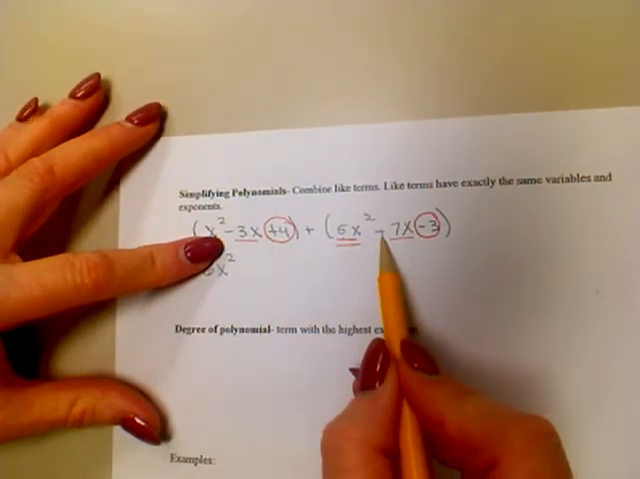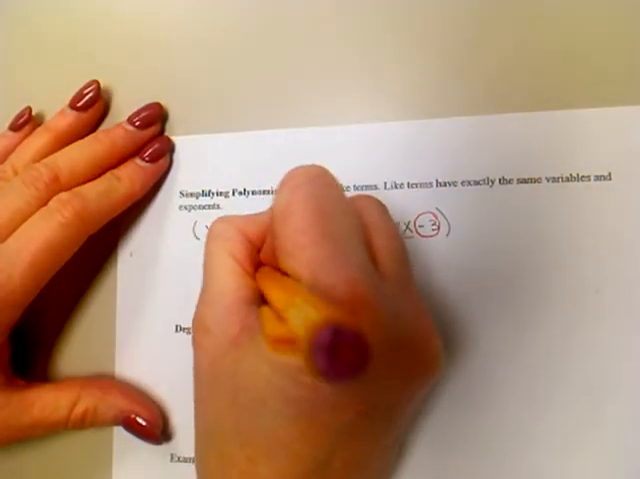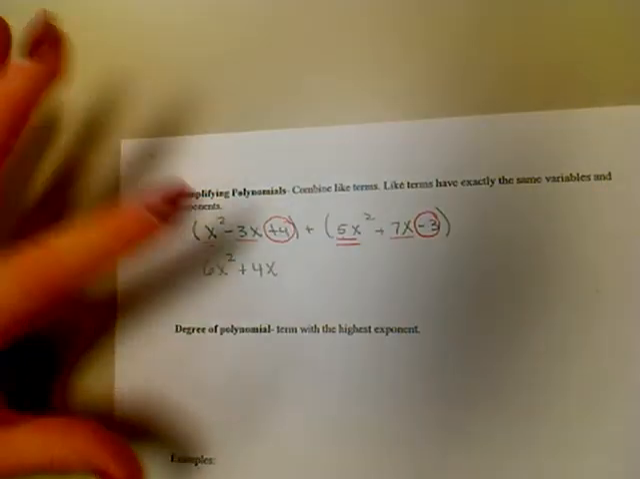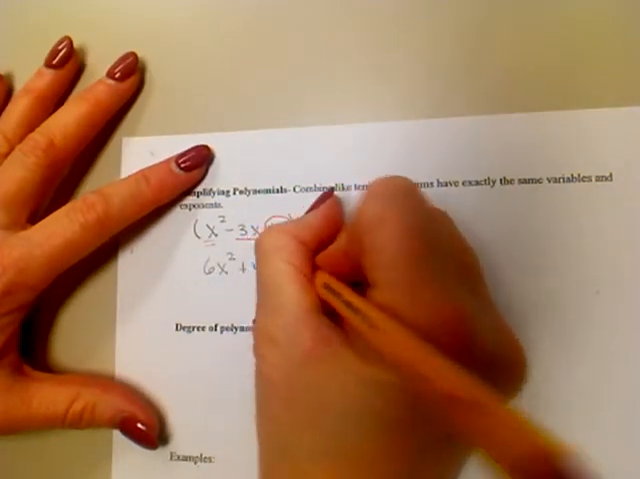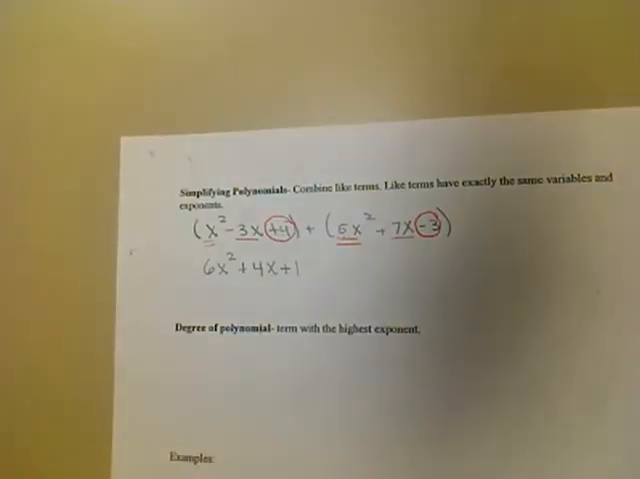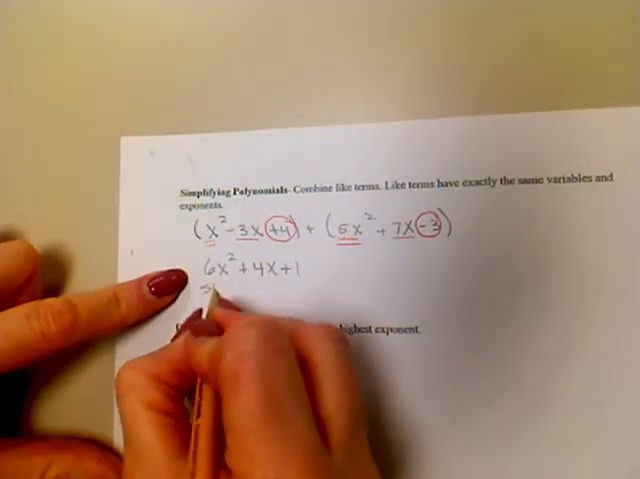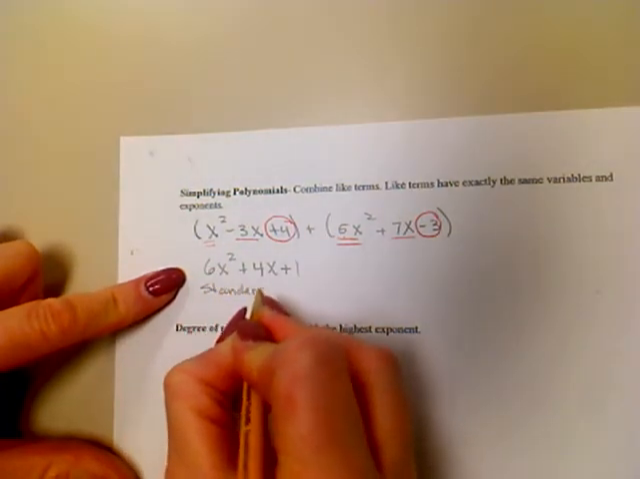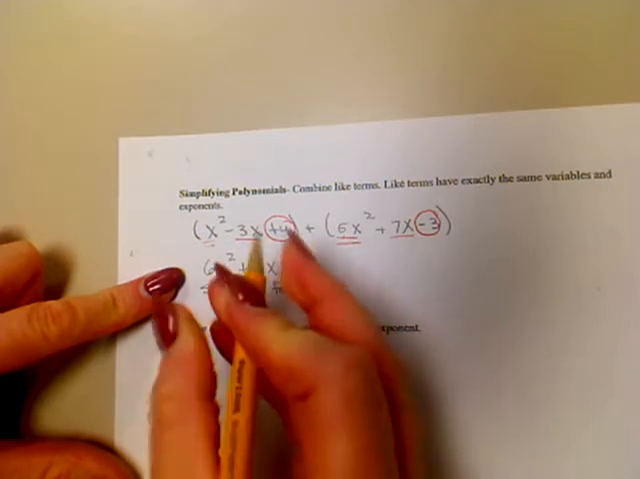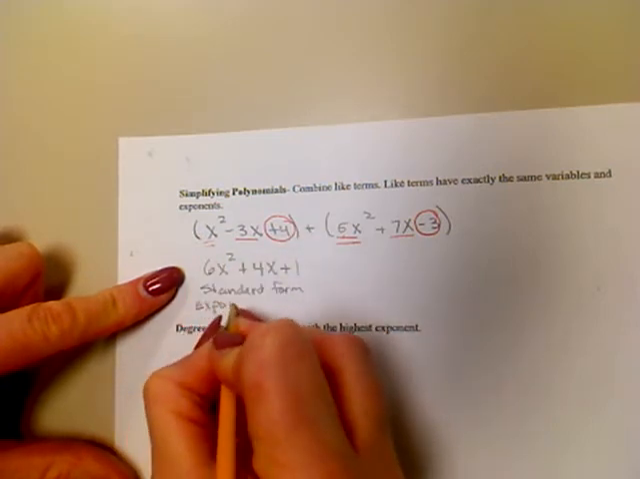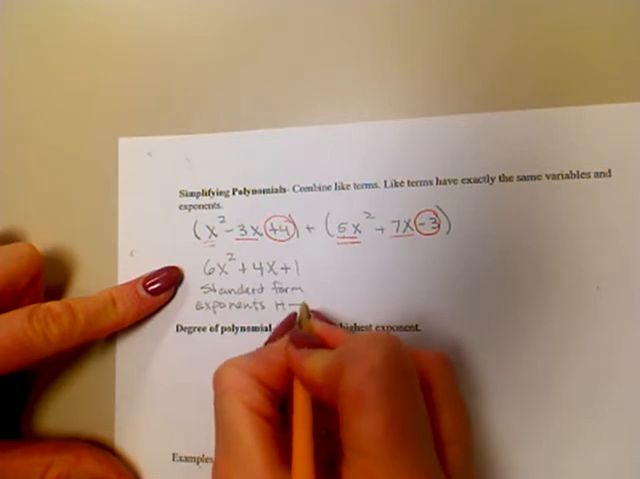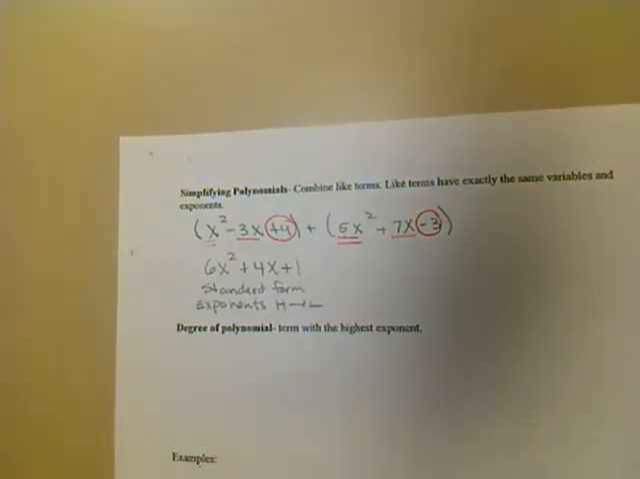Negative 3x plus 7x is 4x, positive 4x. And then 4 minus 3 is positive 1. And that's your answer. That's all you can do here. This, by the way, is called standard form. Standard form is when the exponents go from high to low. From high to low. And that's the way your answers have to be written. Okay, they have to be in standard form. So that's what it means to simplify a polynomial when there's addition.